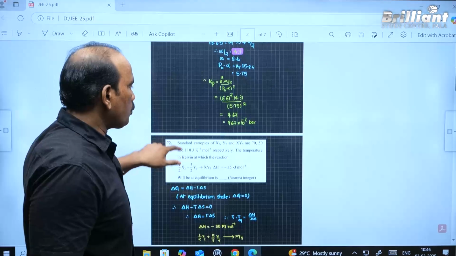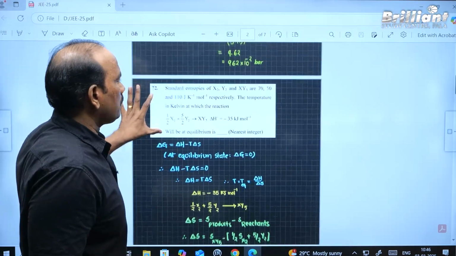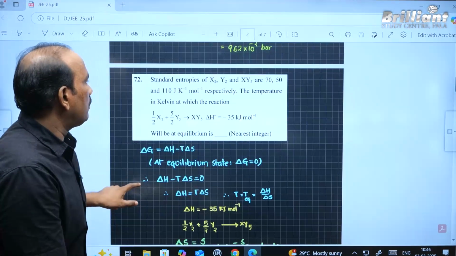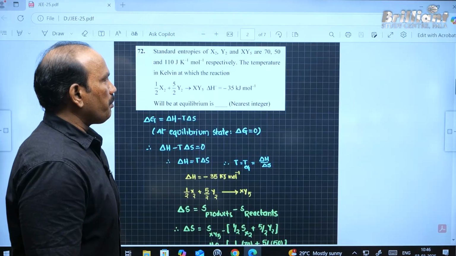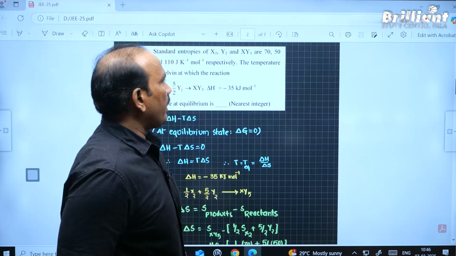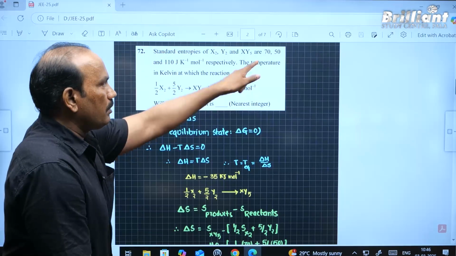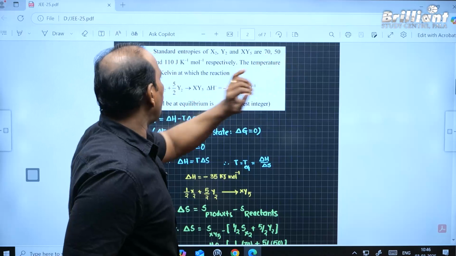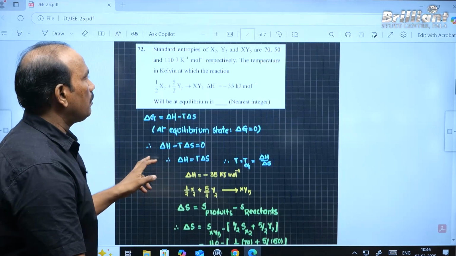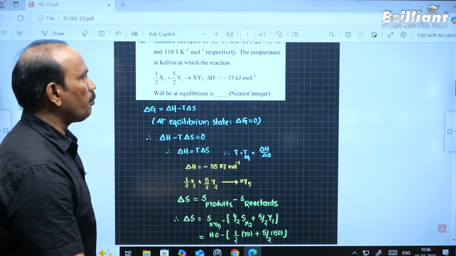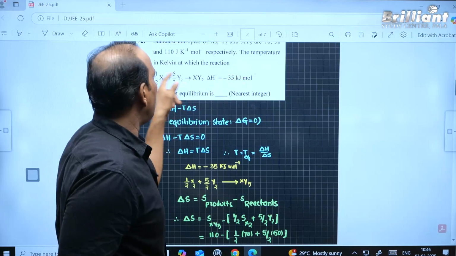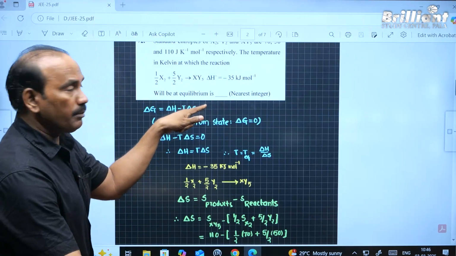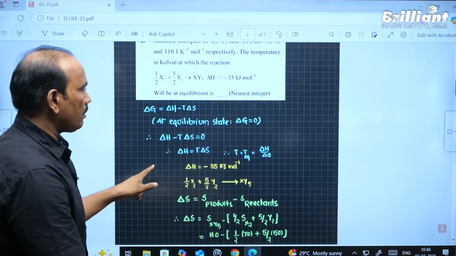Question number 72 is a simple question. Here, the standard entropies of X2, Y2 and XY5 are 70, 50 and 110 joule per Kelvin per mole respectively. What is the temperature in Kelvin at which, at equilibrium state? Delta H value is given.